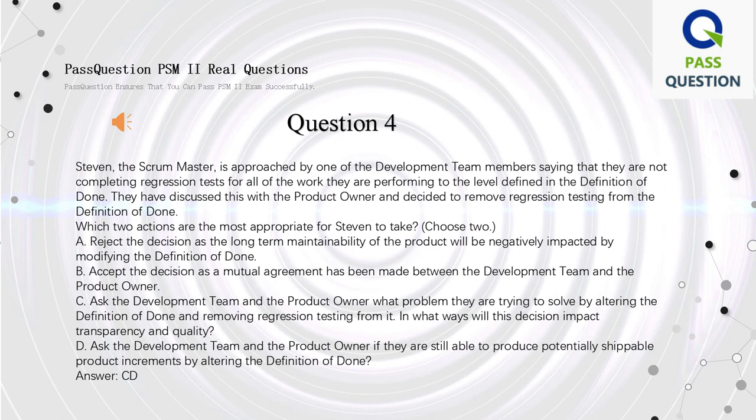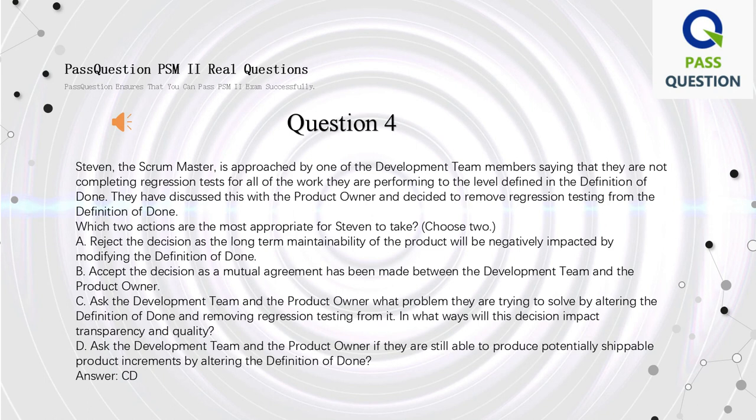Question 4. Stephen, the Scrum Master, is approached by one of the development team members saying that they are not completing regression tests for all of the work they are performing to the level defined in the definition of done. They have discussed this with the product owner and decided to remove regression testing from the definition of done. Which two actions are the most appropriate for Stephen to take?